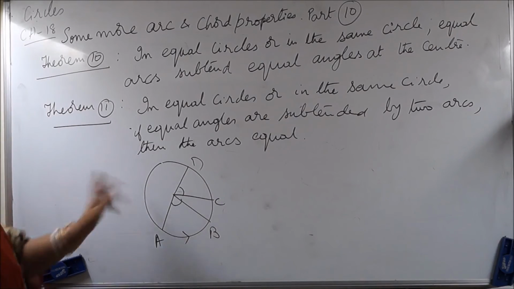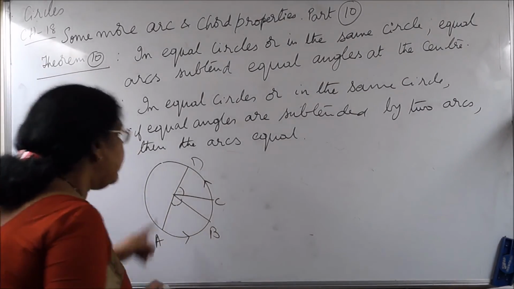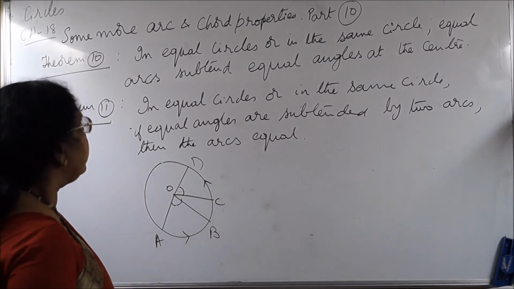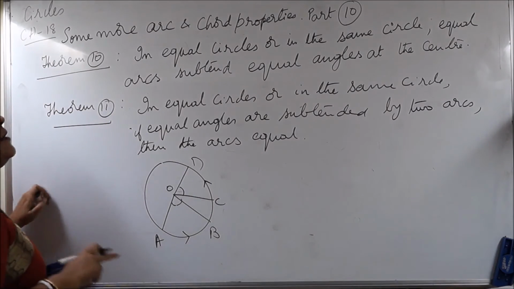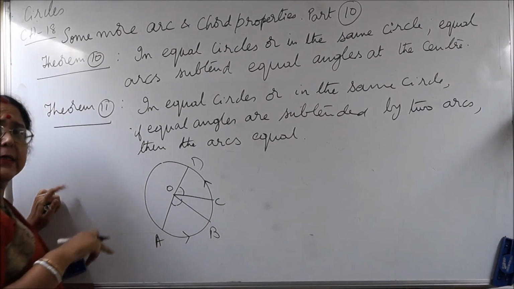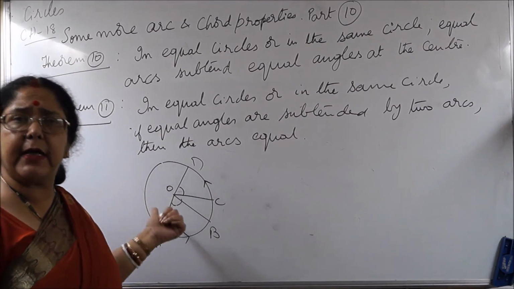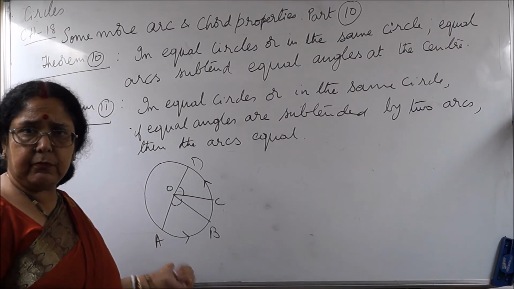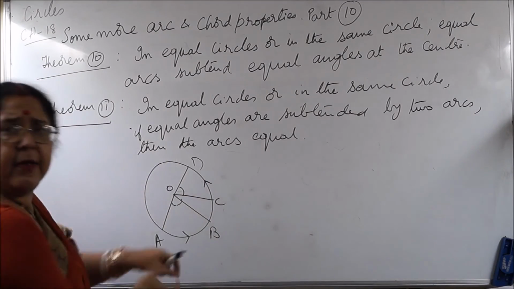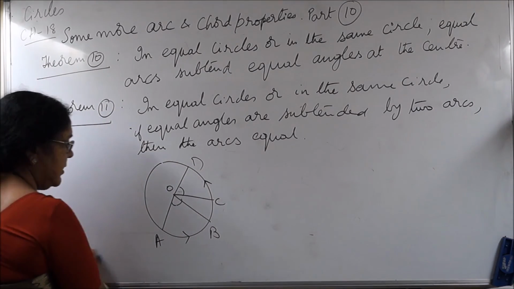So in equal circles or in the same circle, if equal angles are subtended by two arcs, then the arcs are equal. Equal angles are subtended where? At the center. Now the earlier one is saying that in equal circles, equal arcs subtend equal angles. That means if arcs are equal, they will subtend equal angles at the center. If angles subtended by two arcs are equal, then the arcs are equal. Understood? So the two theorems are converse to each other, and this can be proved only by placing one above the other and seeing whether it is true or not.